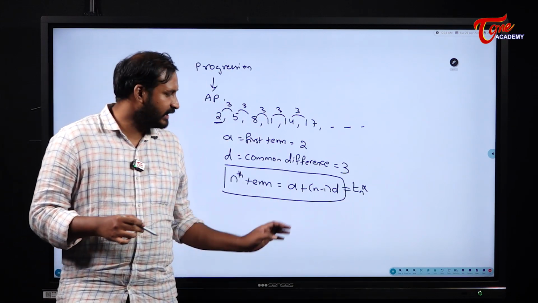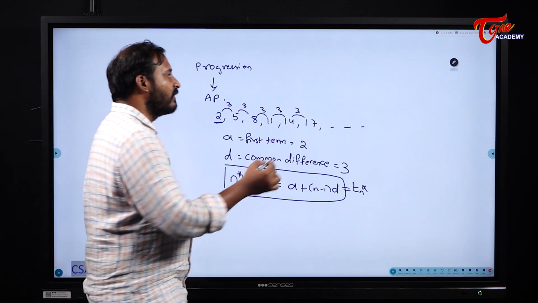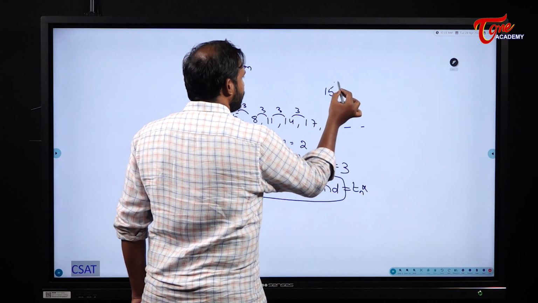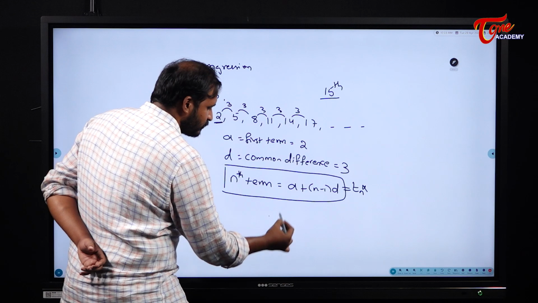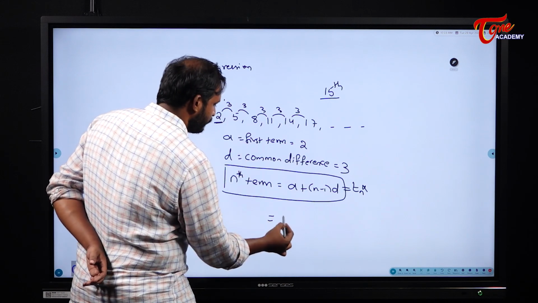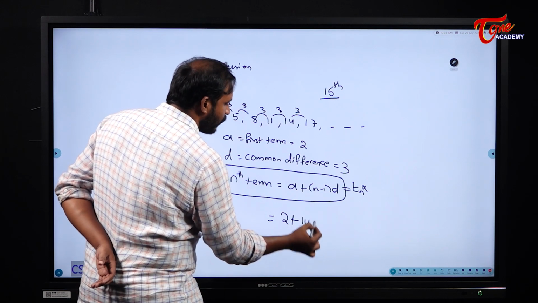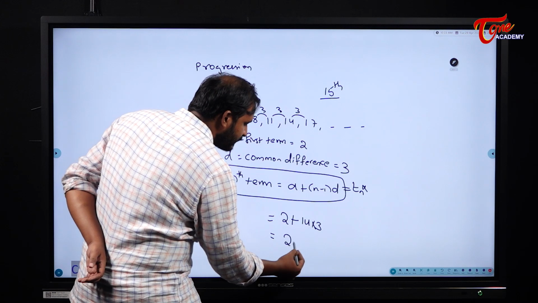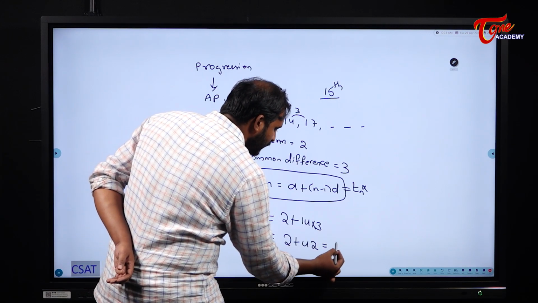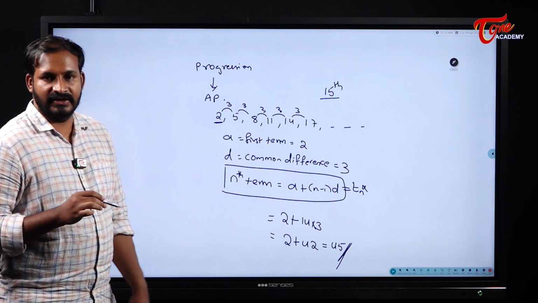If I want to find the nth term in this series, that means A plus (n minus 1) D. For example, if I want to find the 15th term in this series, then what I will do? I need to find T15. So A is what for me here? 2 plus 15th term, right? So 15 minus 1, 14, and common difference is how much here? 3. So 2 plus 14 3s are 42. So 45 will become the 15th term in the given series.